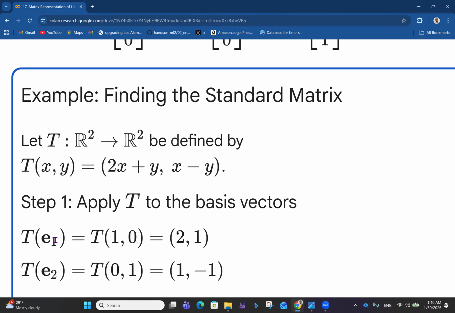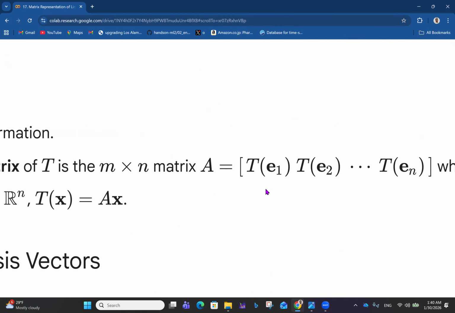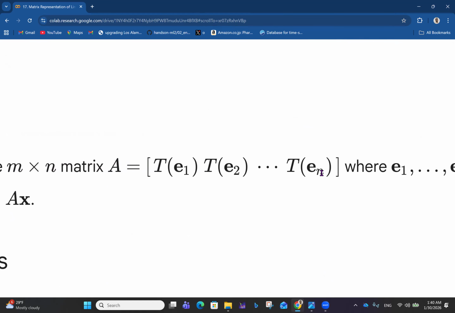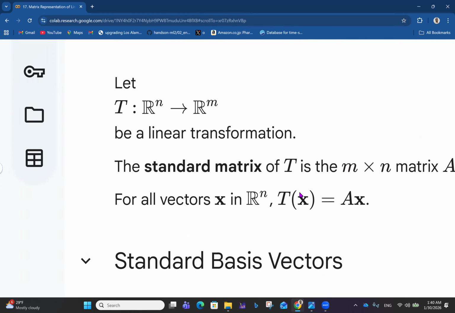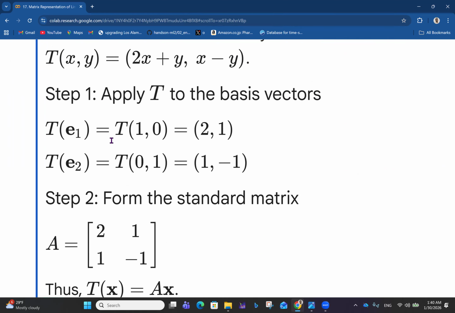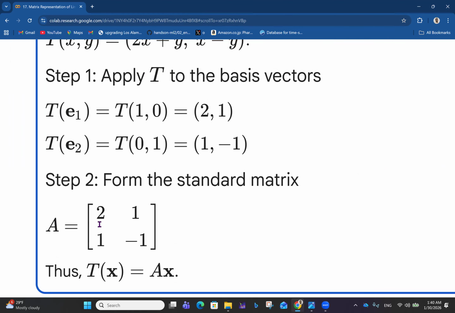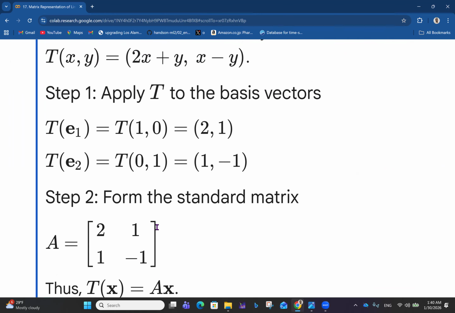So don't forget the definition we have: the standard matrix of T is the m by n matrix formed by taking the transformation of the basis vectors up to the nth one. So we've got T of e1 to be (2, 1) and T of e2 to be (1, -1). In step 2, you form the standard matrix. These values you got here are now going to be the columns in the standard matrix. So you have the columns (2, 1) and (1, -1). Thus, now you can say T of x is equal to Ax in this case, where this is your A.